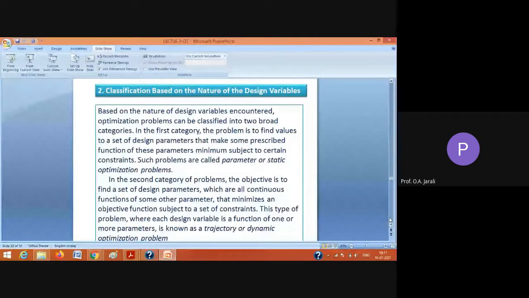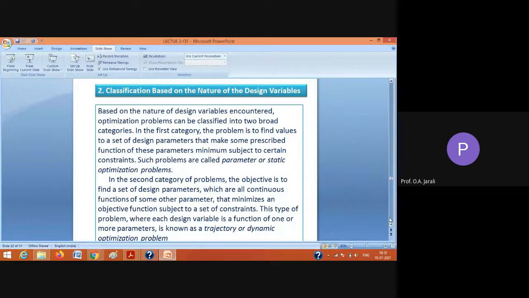Then the second classification is based on the nature of design variables. So based on the nature of design variables encountered, optimization problems can be classified into 2 broad categories. In the first category, the problem is to find values of a set of design parameters that make some prescribed function minimum subject to certain constraints. Such problems are called parameter or static optimization problems.